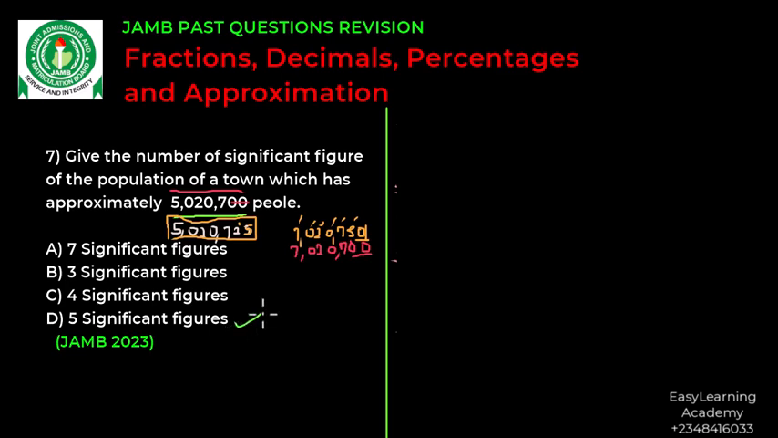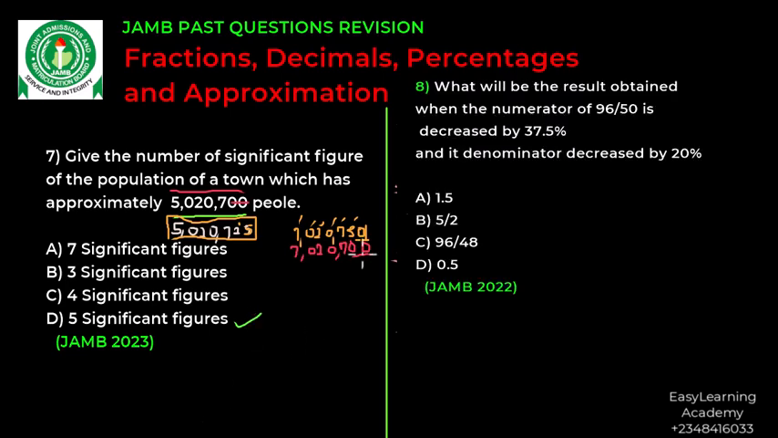All right, so we're going to take another example. What will be the result obtained when the numerator of 96 over 50 is decreased by 37.5% and the denominator increased by 20%? All right, so we are asked what will be the new result, because definitely something is going to happen, and what will that thing be?